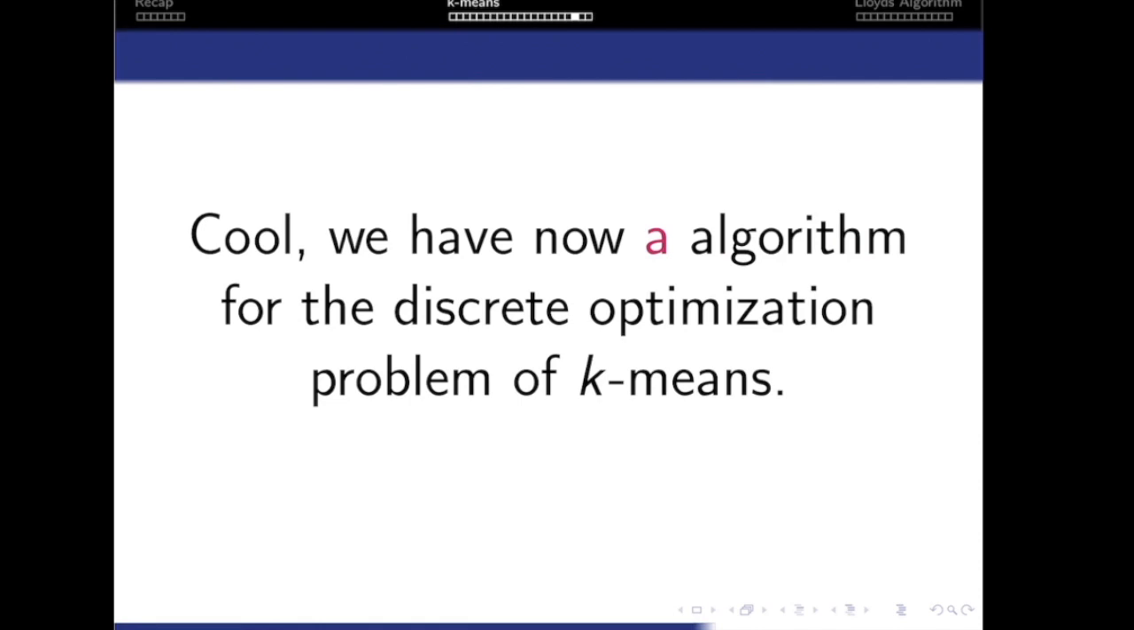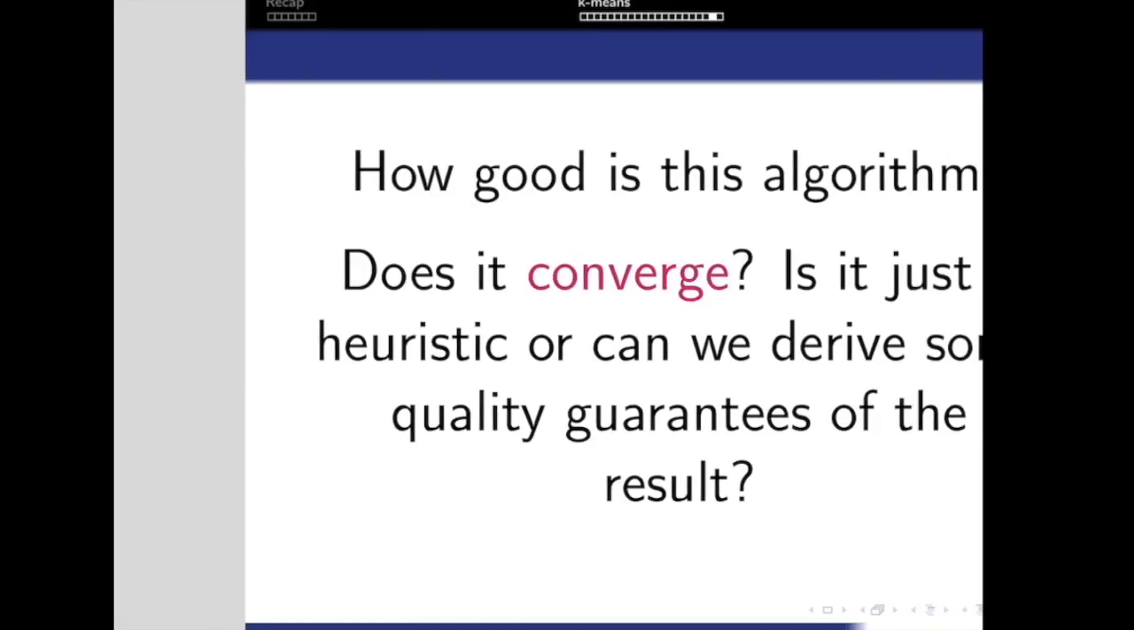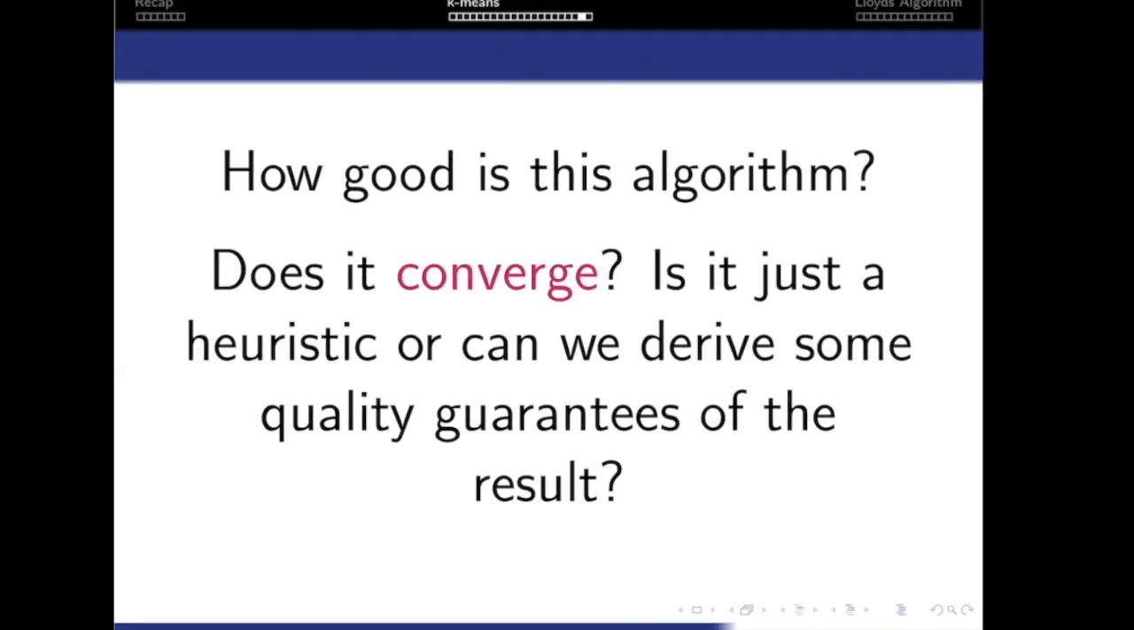Okay, cool. We have now an algorithm, so we have now derived one possible method to solve this discrete optimization problem of k-means. But how good is it? Can we say something about its convergence? Is it just a heuristic? So we thought, okay, this makes somehow sense that we now update the clusters and then we update the centroids and so on and so on. But can we really derive some quality guarantees of the result therewith?